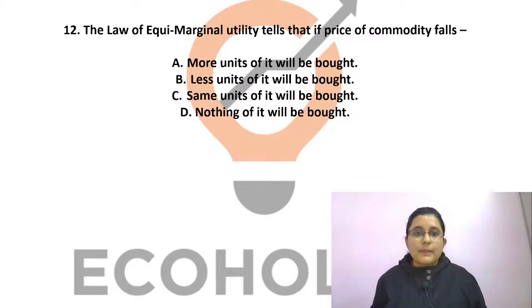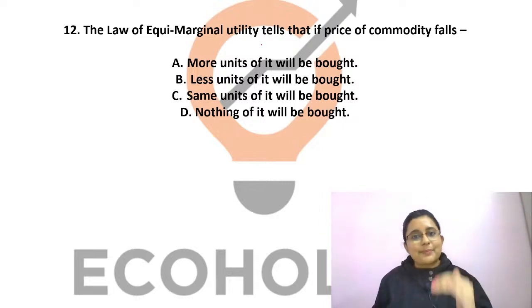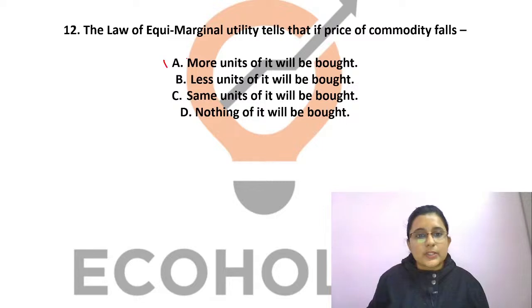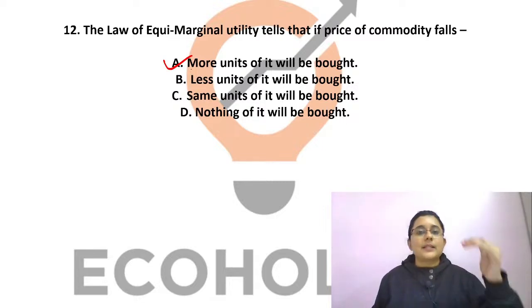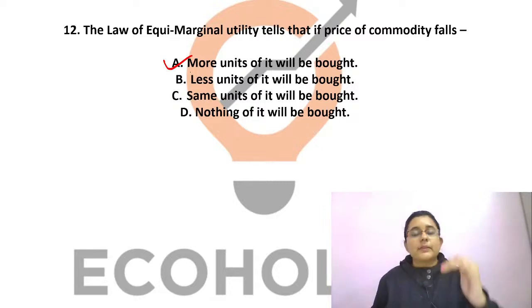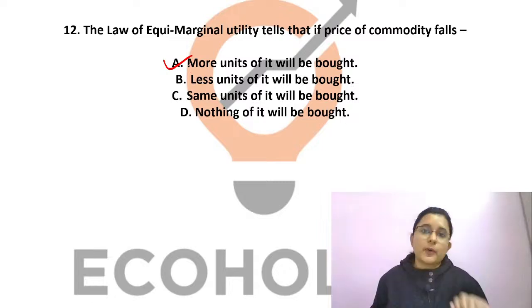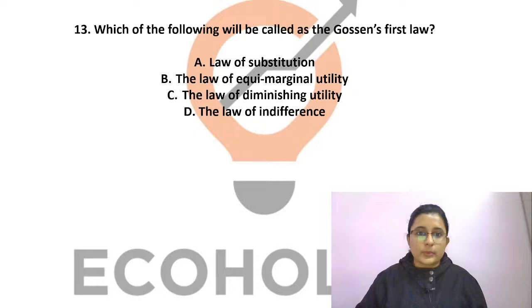The law of equal marginal utility tells us that if the price of the commodity falls, then definitely as the price falls, more units of it will be bought. As the price falls down, we increase our demand. If the price falls down, more units of a commodity will be bought. This is what we understand from the law of equi-marginal utility.